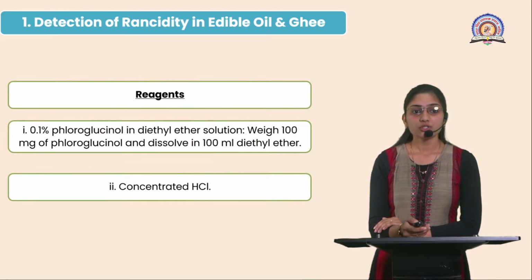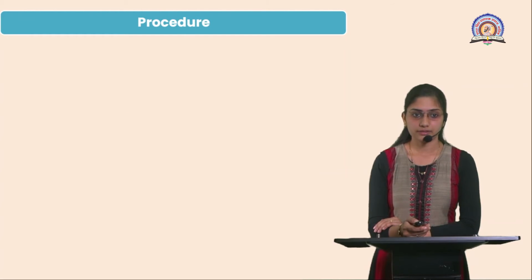Now for the detection of rancidity in edible oil and ghee, two reagents are very important. The first reagent is 0.1% phloroglucinol in diethyl ether solution. Now, how can you make this solution? You just weigh 100 mg of phloroglucinol and dissolve that in 100 ml of diethyl ether. This is the first reagent, and the second reagent is concentrated HCl.